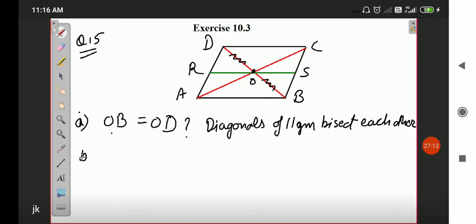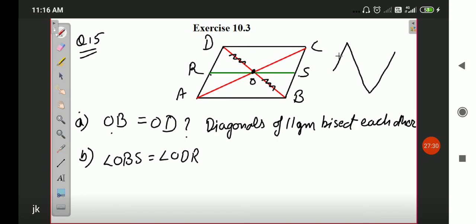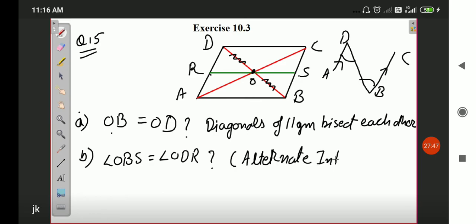Let us go with B part. Angle OBS and angle ODR are both equal. Why so? We are talking about these two angles. See, line AD and line BC are parallel, so their alternate interior angles are equal. These are a pair of alternate interior angles. That is why they are both equal.